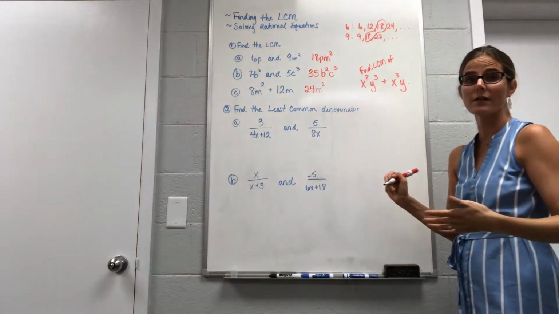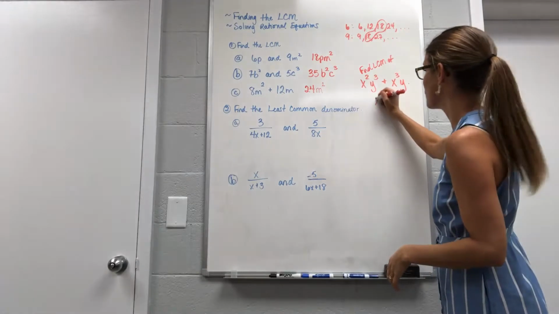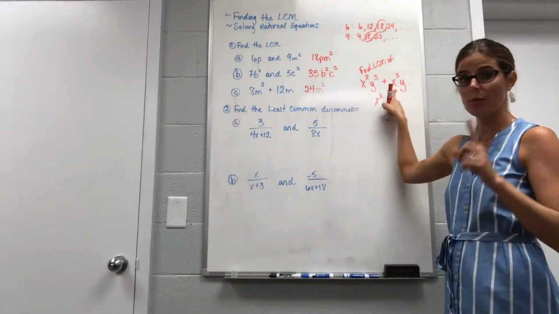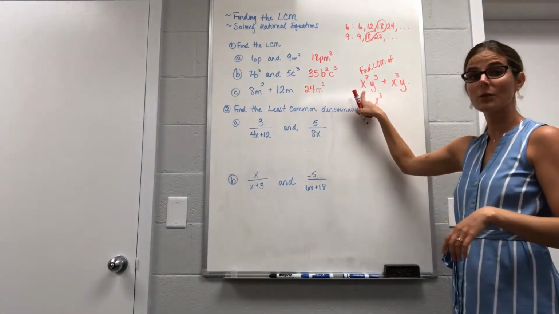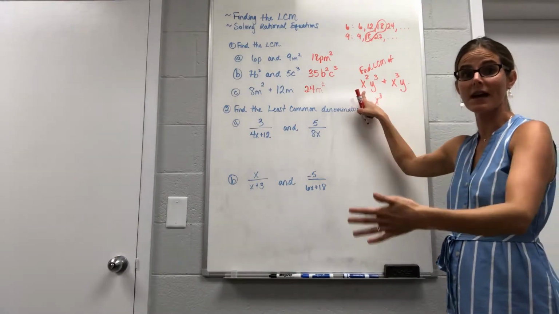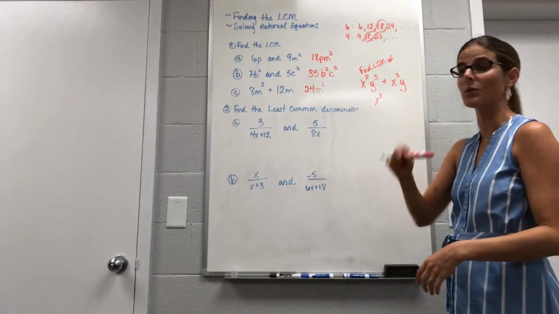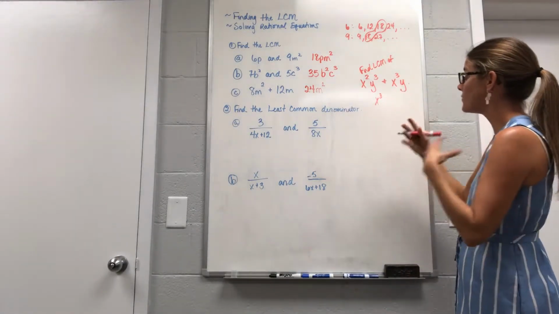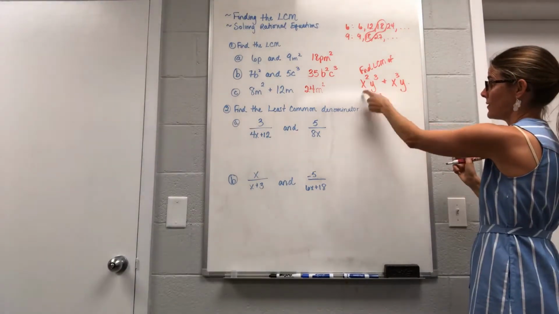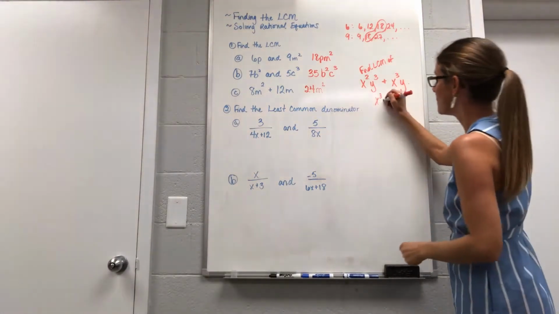So the smallest value that would divide both of them would be that x cubed, because x cubed divided by x cubed would be 1. X cubed divided by x squared would be x times x times x divided by x times x. You'd be left with 1x. So that value does divide both of those evenly. And then the y's would be y to the 3rd.